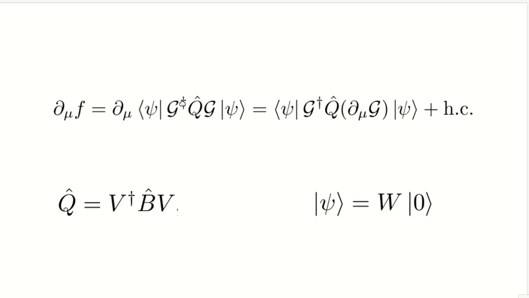So if you act this partial derivative, it will give two terms, two contributions, one of which is this one and its Hermitian conjugate, where this partial derivative will be acting on this G dagger. So there will be two terms.